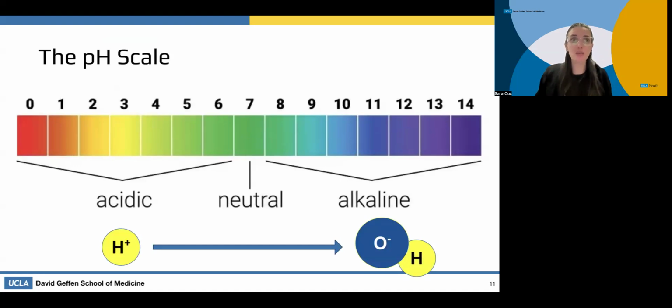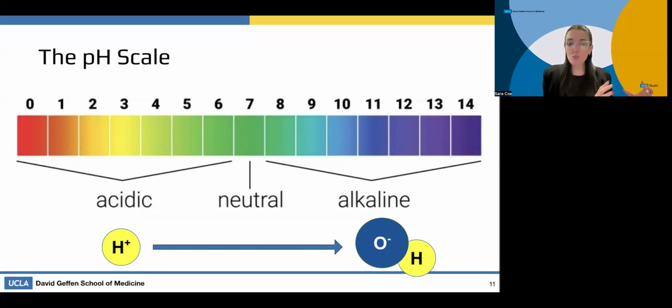So first, to understand the pH of the body, we have to just understand pH in general. And this is the pH scale. The pH scale goes from 0 to 14. Now, 0 is the most acidic something can be. 14 is the most basic something can be, or as we call it, alkaline. And right in the middle, that's neutral.